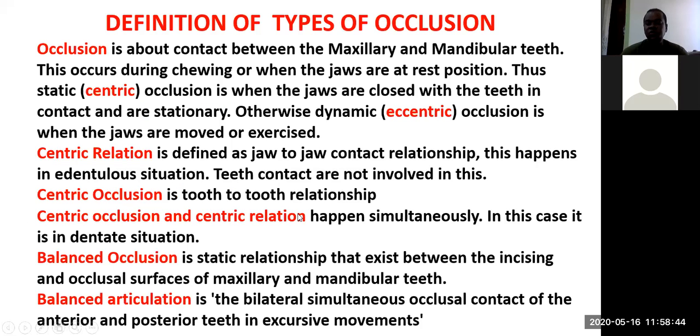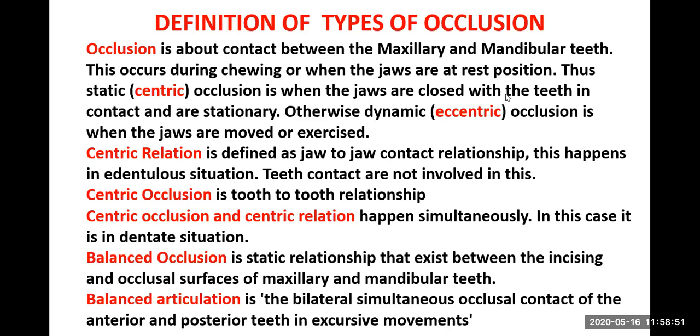Definition of types of occlusion. Occlusion is about contact between maxillary and mandibular teeth. I told you earlier it's about the arches coming together involving the teeth. And this happens when a patient is chewing and when the jaws are in rest position.